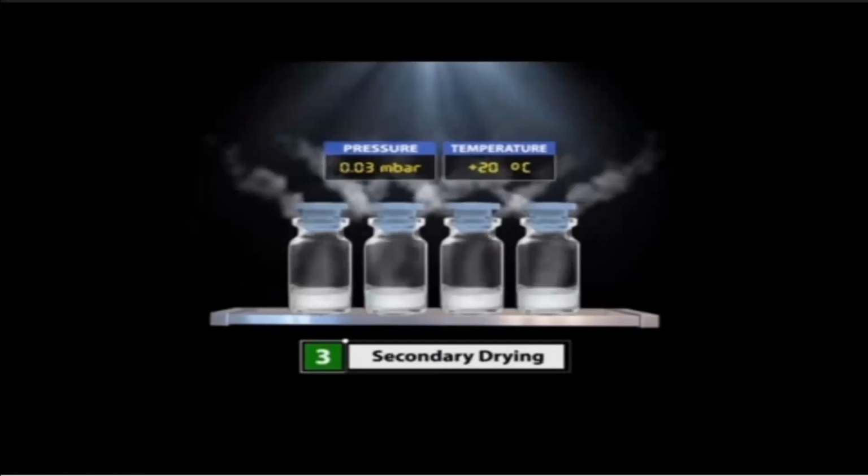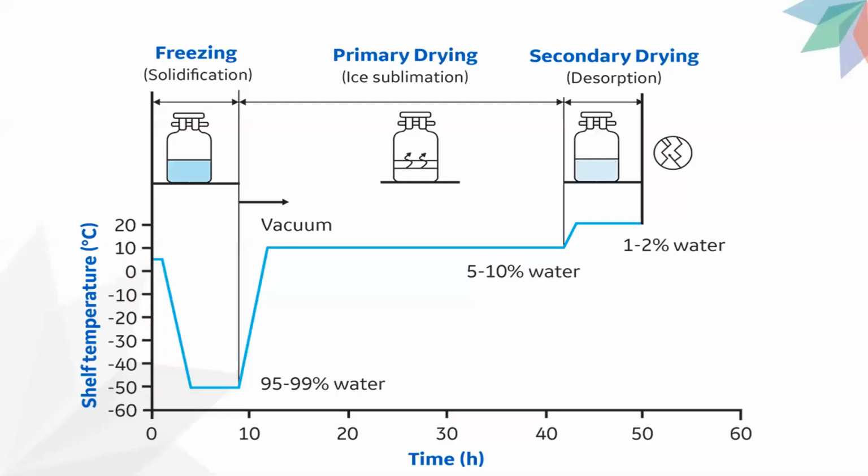In the third stage, which is the secondary drying, it requires further reduction in the pressure to 0.03 millibar and the temperature at 20 degrees centigrade. This process, as I said, is required to remove the excess moisture present in the sample. These are the main stages of a freeze drying process.